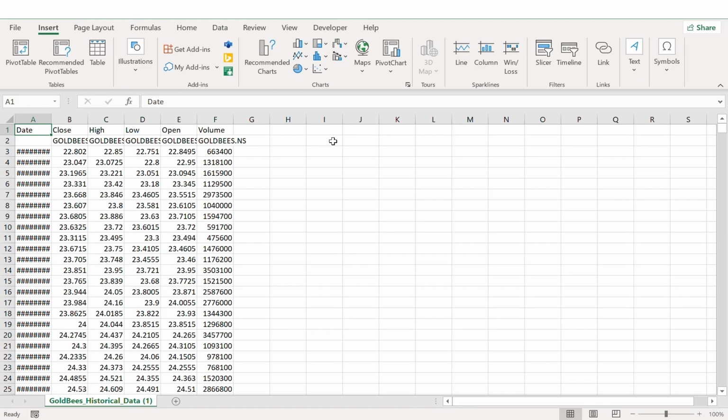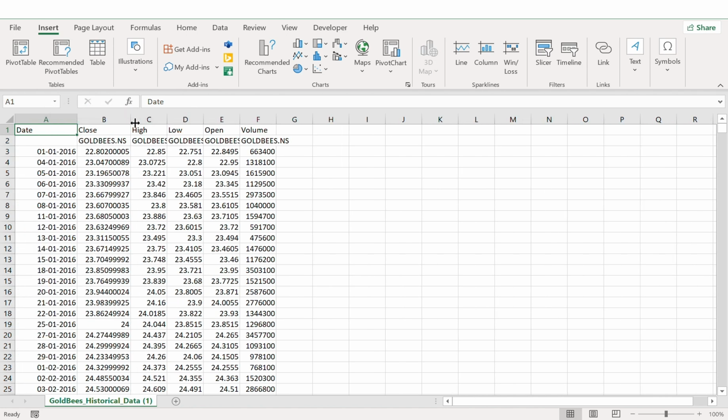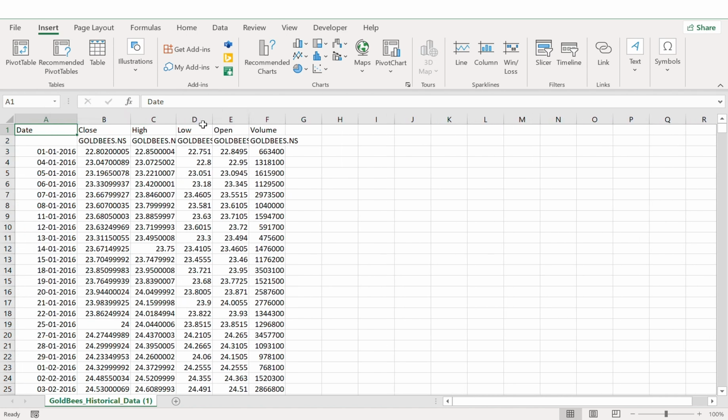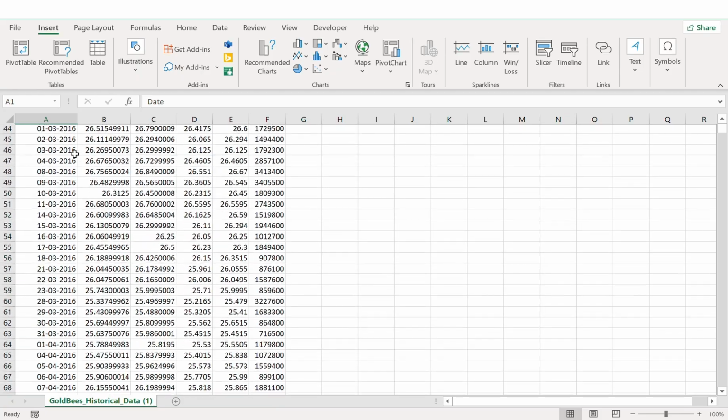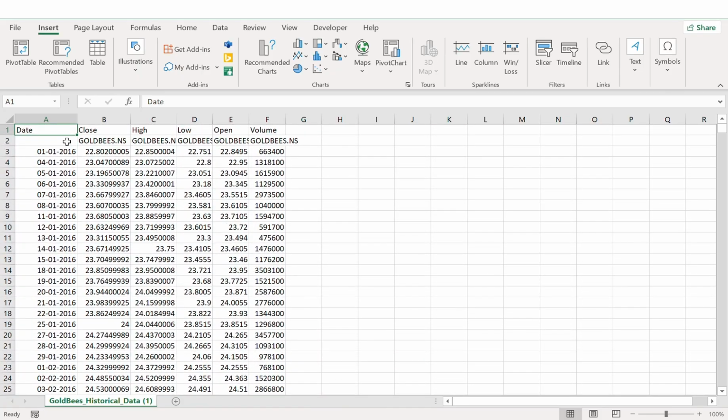Now this file is opening. As you can see on the screen, the GoldBees close price, high, open, low, and volume. This is the simple data from 1st January 2016 to 2026. Why we are doing this, I will explain later. But as of now, just remember that you need to extract the data to analyze it.